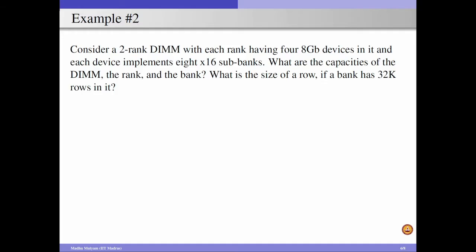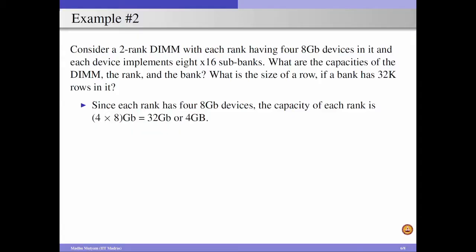So let's consider an example to see how much we understood this DRAM terminology: rank, bank, the device, the row and other things. Consider a 2-rank DIMM with each rank having 4 8-gigabit devices in it, and each device implements 8 x16 sub-banks. What are the capacities of the DIMM, the rank and the bank? Also, what is the size of a row if a bank has 32k rows in it? Here k stands for 1024.